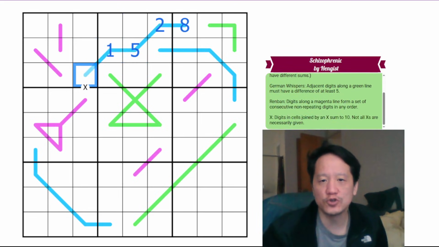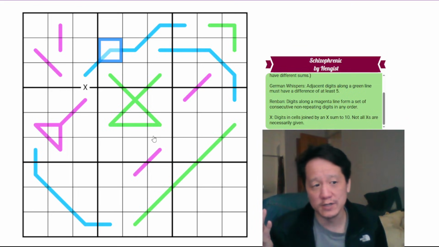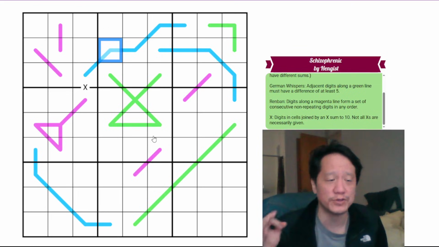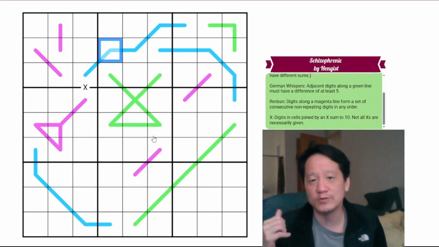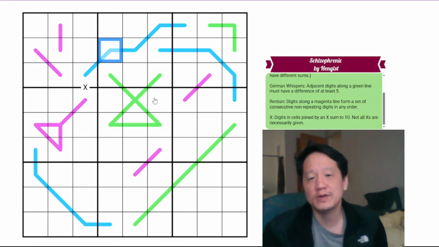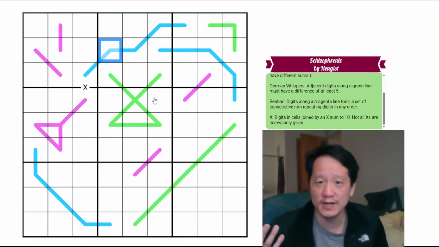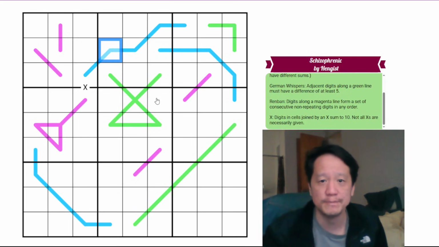We have German whispers, where adjacent digits along a green line must have a difference of at least 5. I call them whisper 5 lines because a setter came up with this designation, and I thought it was great because you can easily extend it to other types of lines. You could have whisper 6 lines, whisper 7 lines, whisper 2 lines, whisper 3 lines, etc. So know when I'm saying a whisper 5 line, it is the same as a German whisper line.